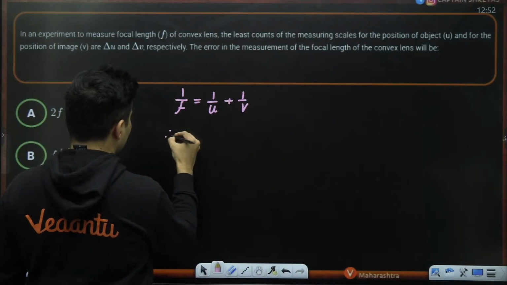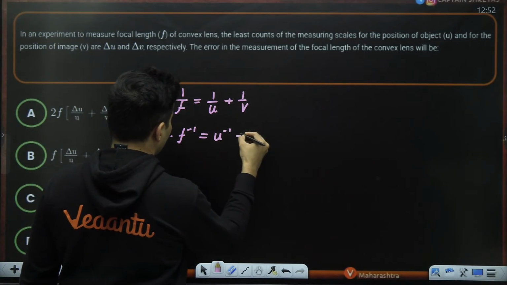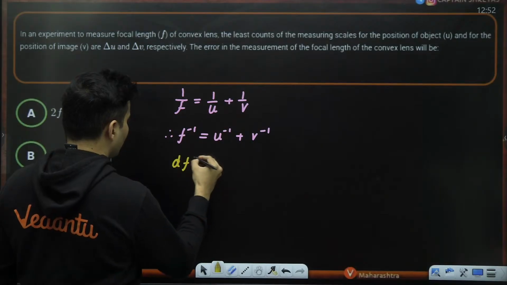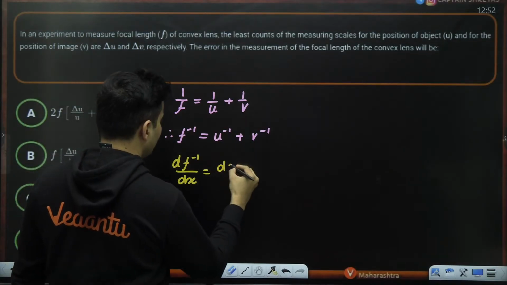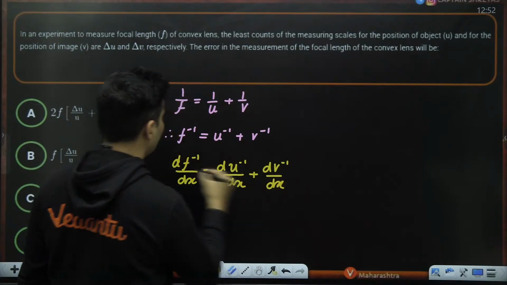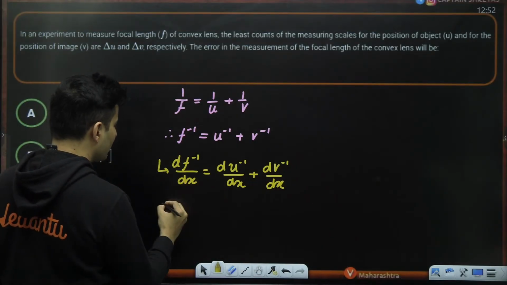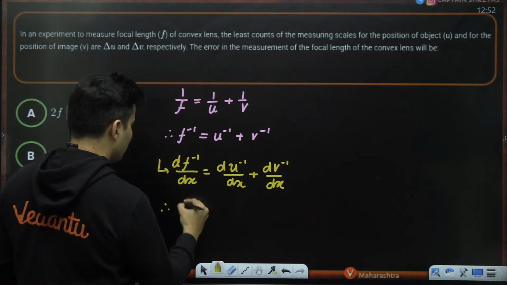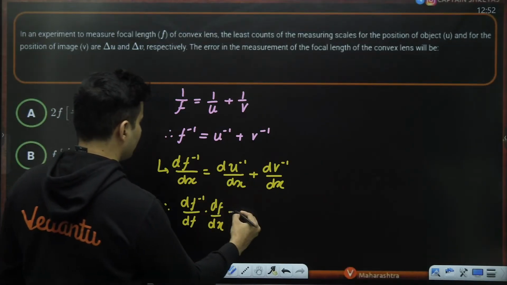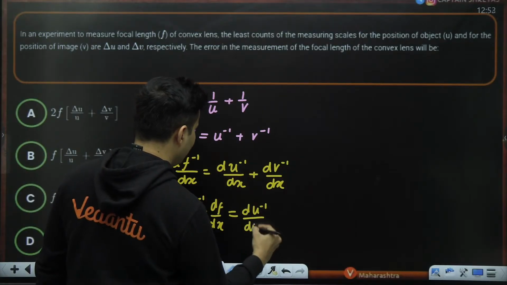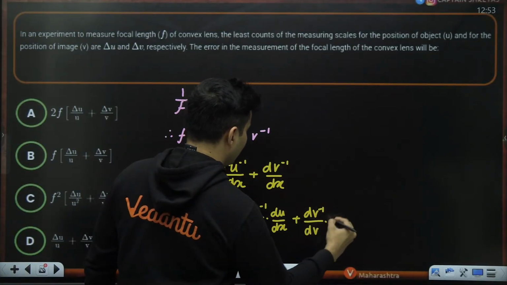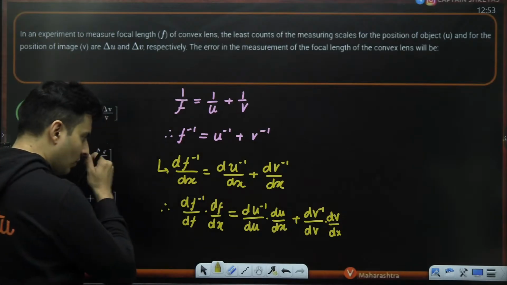No other option, guys. Just write this as f raised to minus 1 is u raised to minus 1 plus v raised to minus 1. Now take derivatives on both sides. With respect to anything, let's say x, d(f^-1)/dx is d(u^-1)/dx plus d(v^-1)/dx. Obviously, you cannot take derivatives directly, so use the chain rule. So this will be d(f^-1)/df into df/dx is equal to d(u^-1)/du into du/dx plus d(v^-1)/dv into dv/dx. Okay, so what will happen now?